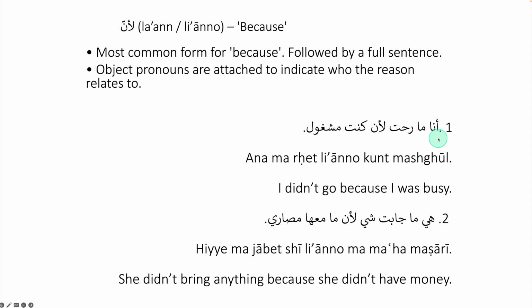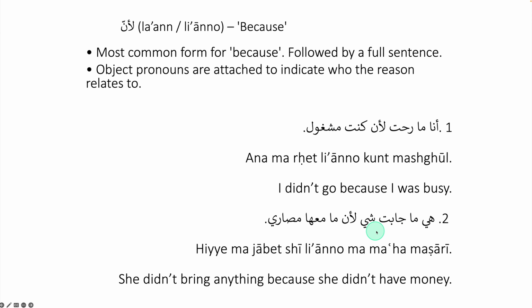Great. Our first example, أنا ما رحت لأنه كنت مشغول. أنا ما رحت, I did not go, لأنه, because. So it's written like this, but we tend to add an extra O sound, which here is indicated in the transliteration or the pronunciation, but not on the script. So لأنه, because. كنت, I was, مشغول, busy.